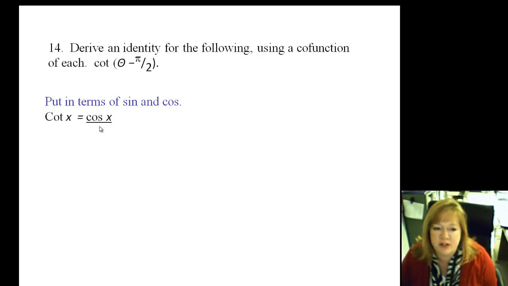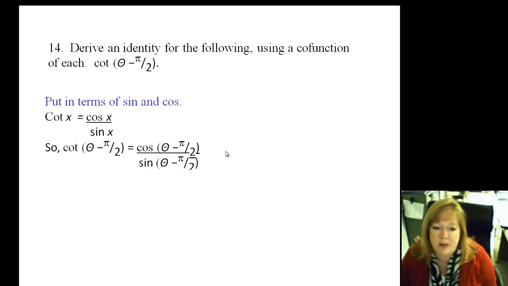So the cotangent of x is the same as the cosine of x over the sine of x. And so if I have the cotangent of theta minus pi over 2 instead of an x, I can say that it's the same as the cosine of theta minus pi over 2 over the sine of theta minus pi over 2. You see how that works? The x is this whole thing right here, the theta minus pi over 2. So all I did is put that in for x on the top and on the bottom. Then you look at your card and ask, what is the cosine of theta minus pi over 2 equivalent to? Because you're looking for cofunctions, and cofunctions look like this.